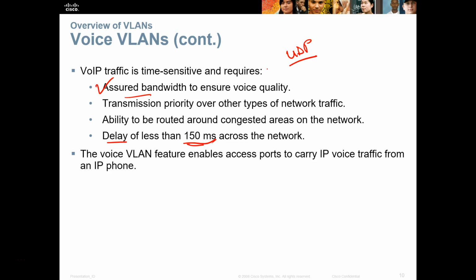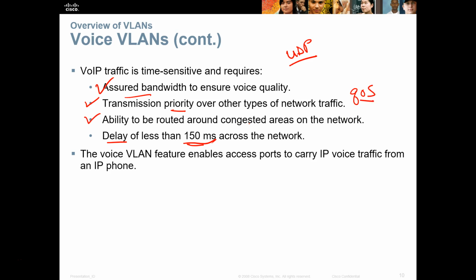So to prevent that, if there's bursty traffic on your data network, right, and all of a sudden the frames from VoIP are getting dropped, you'll get jitter. So you want to prioritize the VoIP traffic. So transmission priority over other types of traffic. This is termed quality of service.